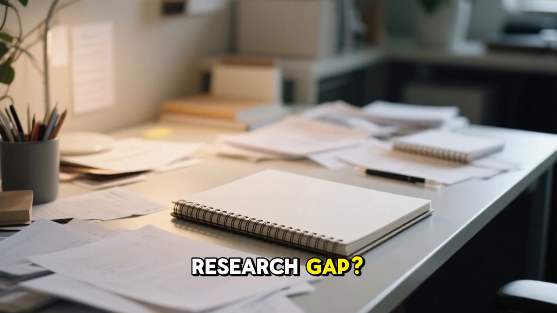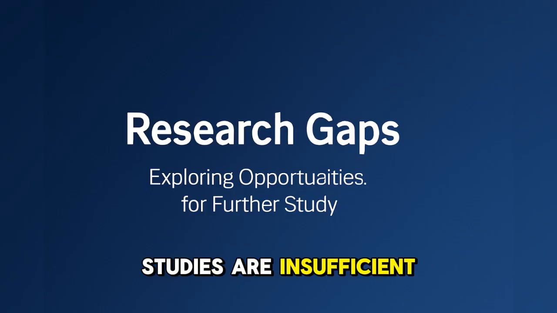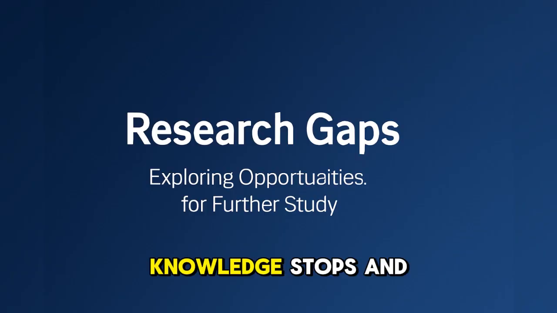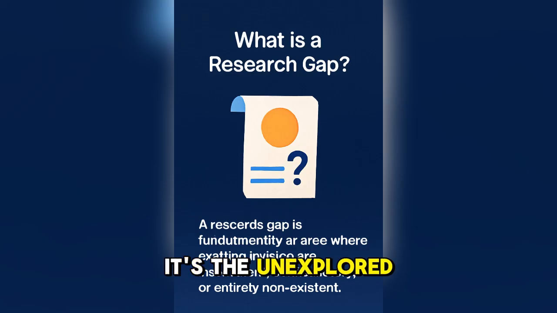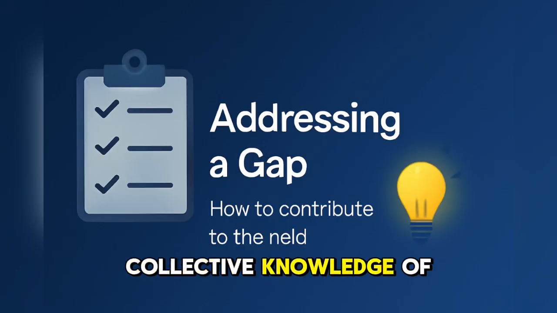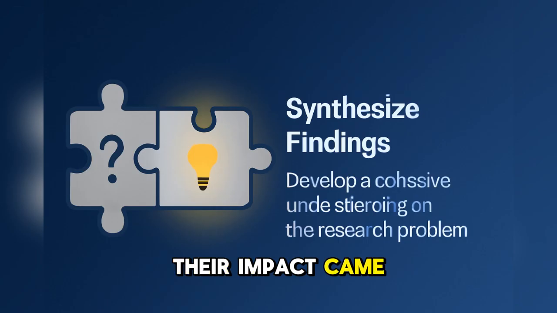What is a research gap? A research gap is fundamentally an area where existing studies are insufficient, contradictory, or entirely non-existent. Think of it as the white space on an academic map, the unexplored territory where knowledge stops and questions begin. It's the unexplored territory where knowledge stops and curiosity begins. When you identify and address a genuine gap, you're not just conducting research, you're advancing the collective knowledge of your field. Think about the researchers whose work you admire. Their impact came from identifying something nobody had fully explored. Your impact will come from the same process.